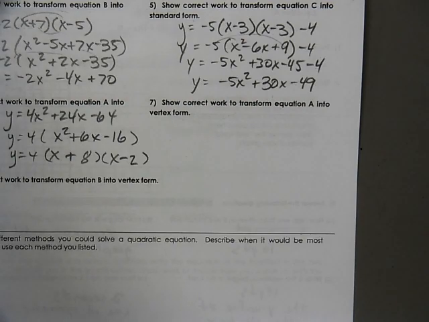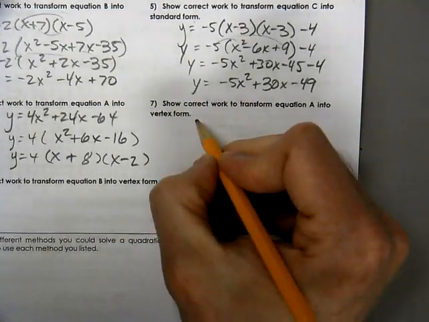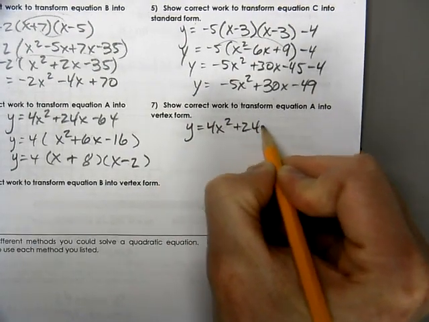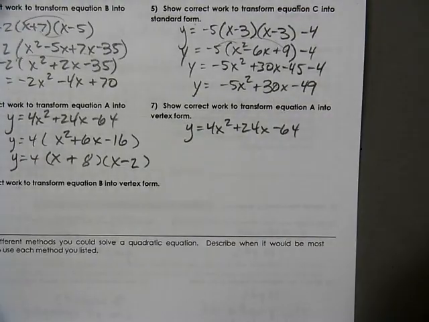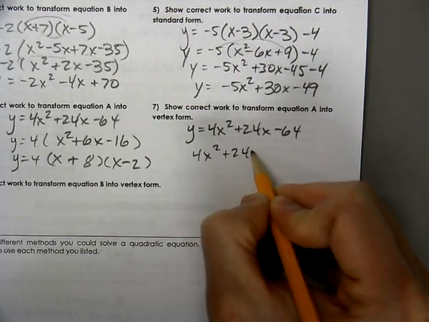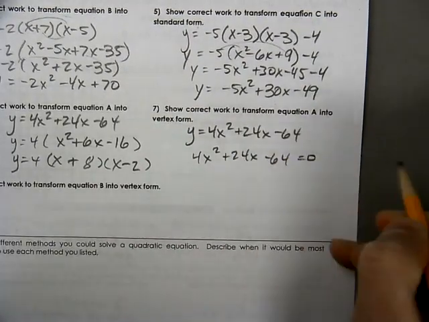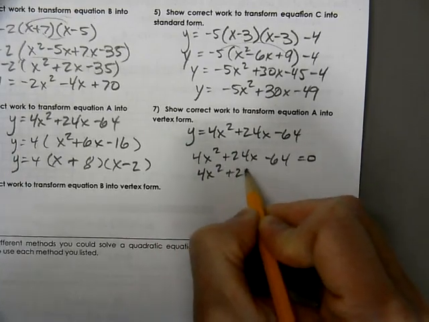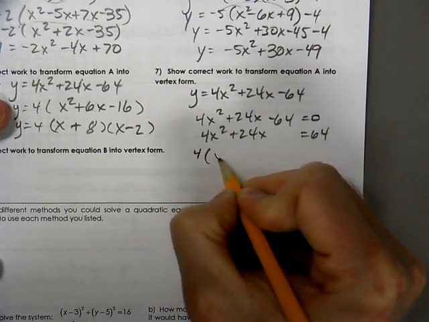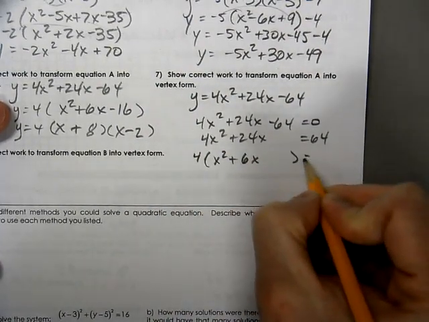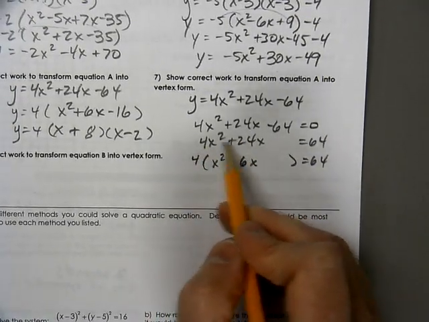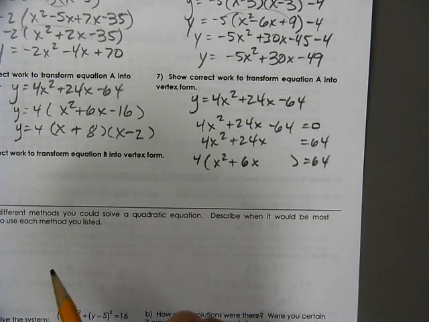Show the work to transform it from equation A to vertex form. So this is called completing the square. So we're going to say 4x squared plus 24x minus 64 equals 0. I will bring my 64 to the other side. This is the important part. You need to write your factor. You can't have an A value of 1. You've got to factor out the GCF of the left side of your equation.